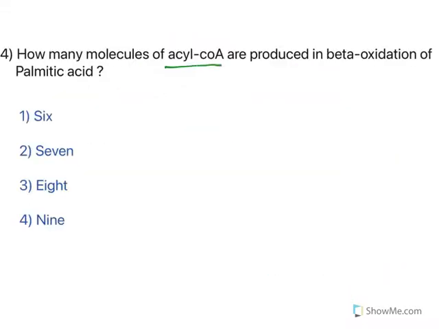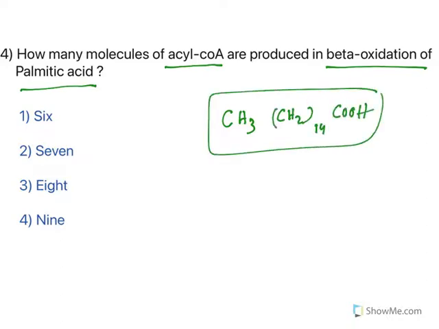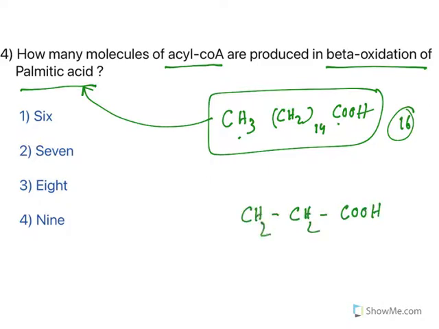How many molecules of acyl-CoA are produced in beta oxidation of palmitic acid? Now palmitic acid is a 16 carbon containing fatty acid. So this is the structure of palmitic acid. 14 plus 15, 16 carbon containing fatty acid. Now beta oxidation, in beta oxidation, oxidation occurs. See, the carbon which is adjacent to the carboxylic acid is known as alpha, the next one is beta. Beta oxidation means this bond is oxidized, hence it is known as beta oxidation and it results in the formation of this acetyl-CoA. This is what is tested.